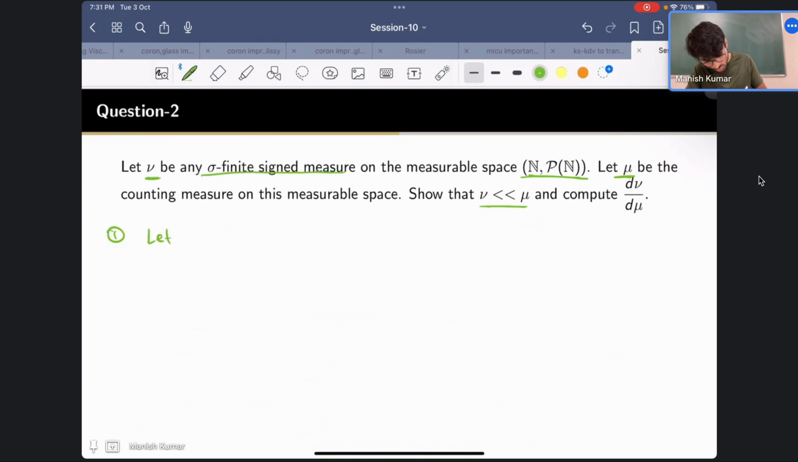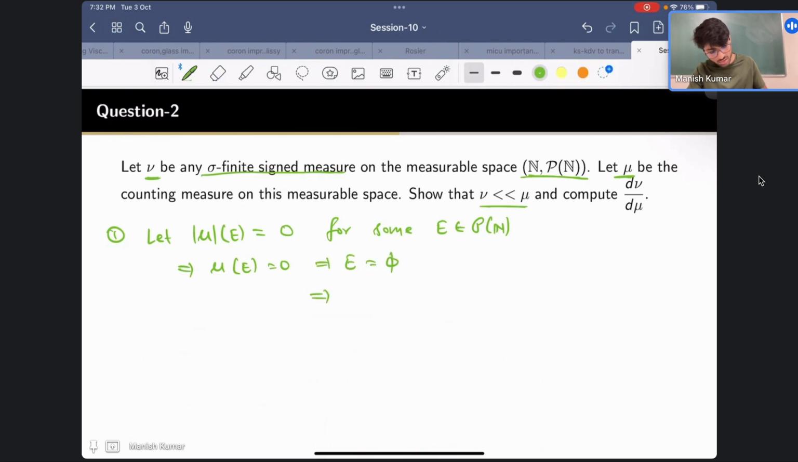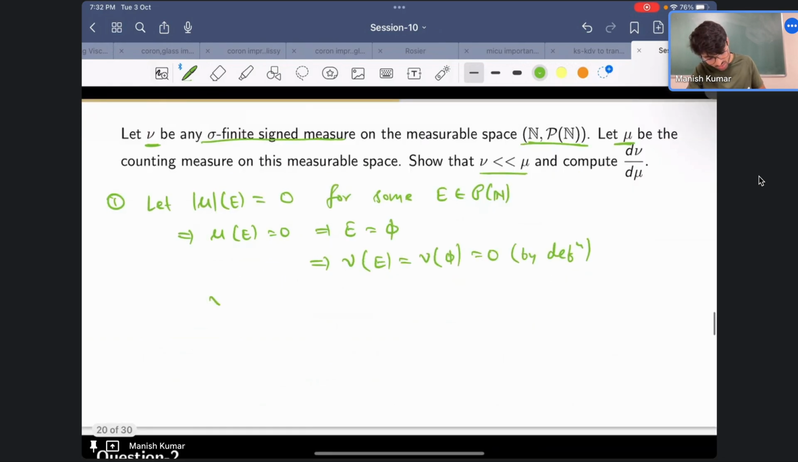So proving this means that let |μ|(E) equal 0 for some E belonging to the power set of ℕ. Now what does this mean? This means that μ(E) is equal to 0, and since μ is counting measure, this means E is empty, and from the definition of a measure you know that ν(∅) is always 0. So this proves that ν is absolutely continuous with respect to μ.